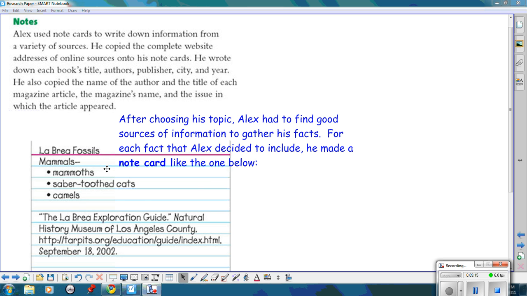So again, notation does not have to be in sentence form, but for each resource, he would make a note card. And if you're typing all of it, you could type your information out and just make sure that you put the source below it. That way you can keep track of where you found your information and give credit at the end.